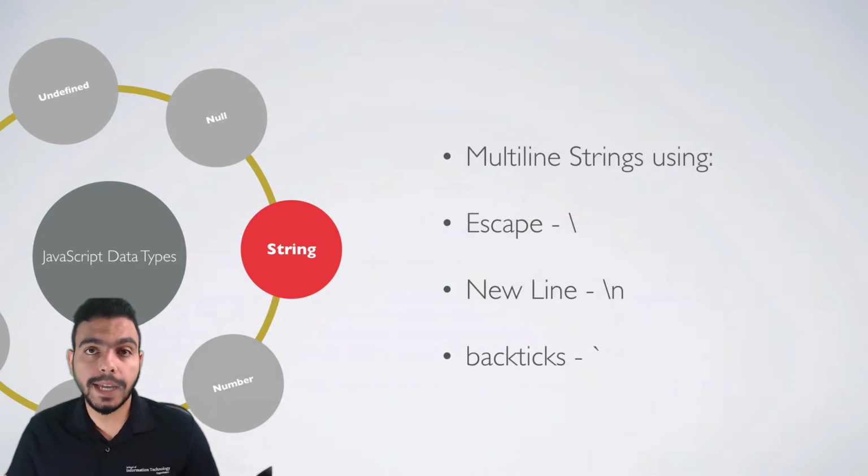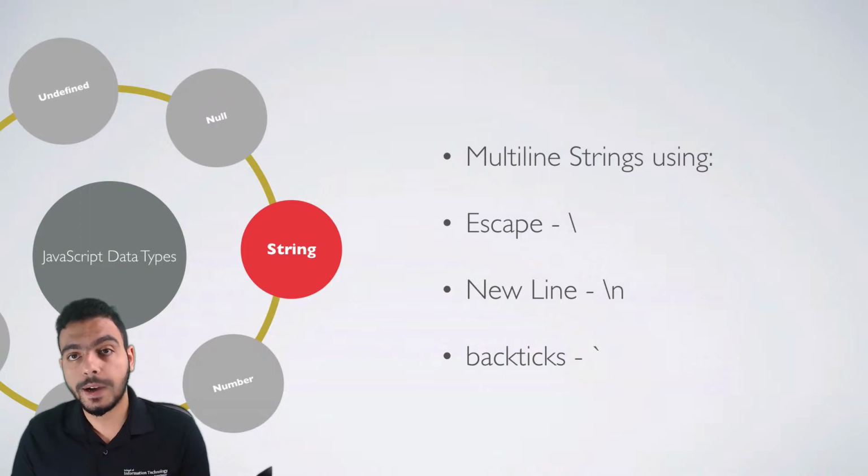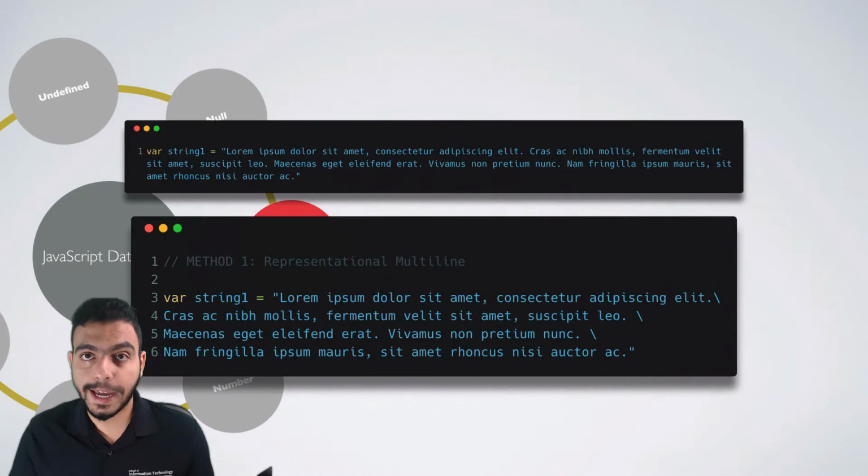If you want to have a multi-line string, there are different ways you could do that. The first one is using the escape backslash or the \n for a new line, and backticks, again, my favorite. So the first one here, this is a whole string, it's all in one line. So if you want to use the first method, which is the representational multi-line where you have a backslash at the end of the line, notice that this is actually just on the code side of things. So if you want to use that on the HTML, this is not going to be an actual multi-line, it's all going to be one paragraph.